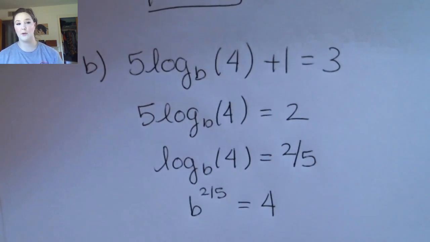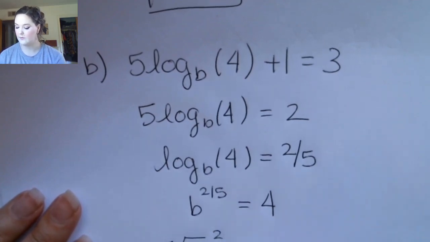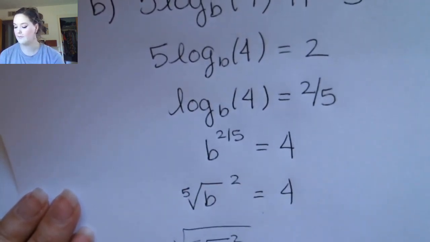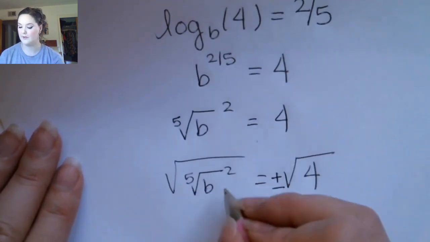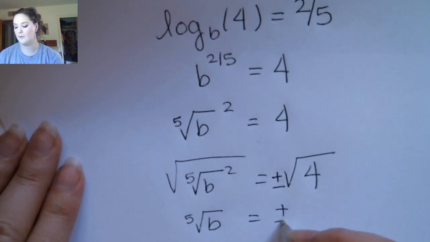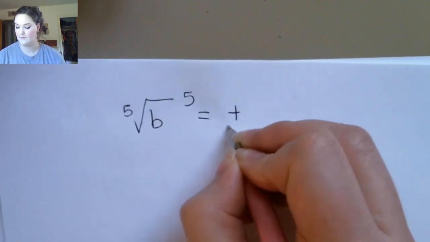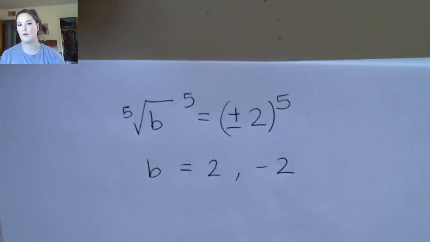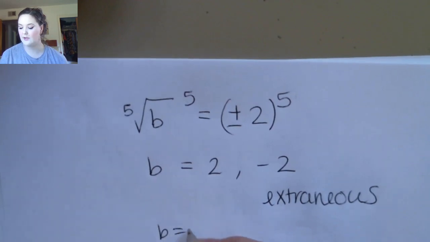Now this is a power equation, where you want to get rid of the exponent. So we're going to rewrite this as the fifth root of b squared. To get rid of the square, I'm going to square root both sides. So here I'm going to get the fifth root of b, and here I'm going to get plus or minus 2. To get rid of the fifth root, I'm going to fifth power both sides. So this is going to give me b, and this is going to give me 2 and negative 2. Again, the base b can't be negative, so this is extraneous, and my actual solution is b equals 2.